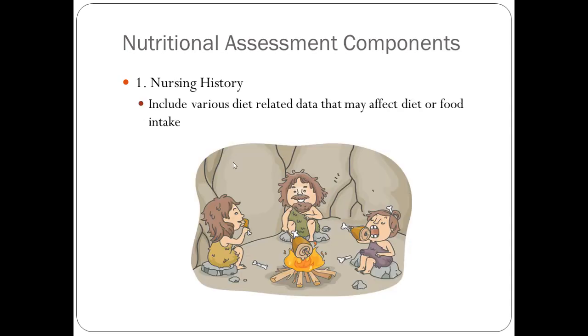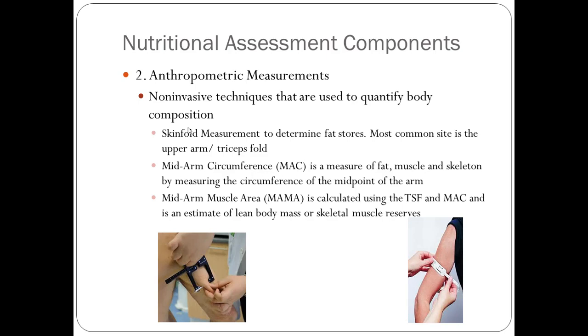So what's going to be in a nutritional assessment? There's going to be a nursing history. So we're going to include their diet, what might affect their food intake. Maybe they're vegetarian or maybe they're a pescatarian, just kind of depends on their beliefs. Skin fold measurements, mid-arm circumference or mid-arm muscle area. These are all techniques that are going to be done to measure fat stores. A lot of times BMI will also be done.